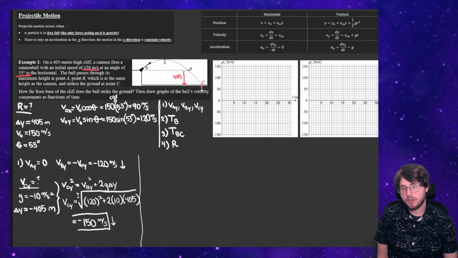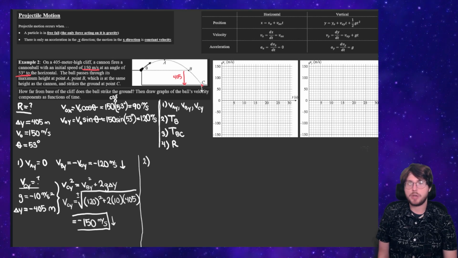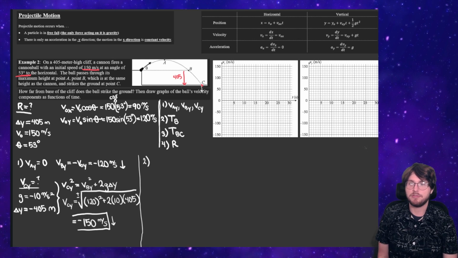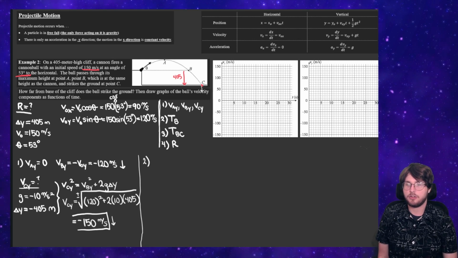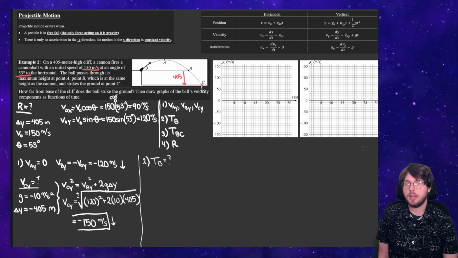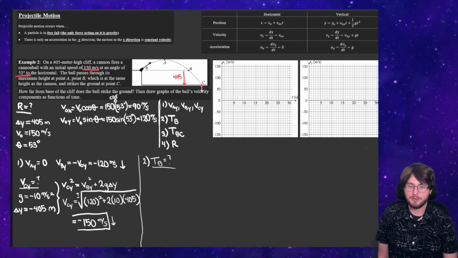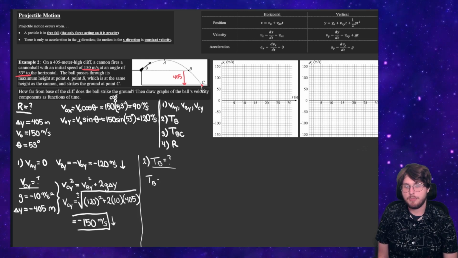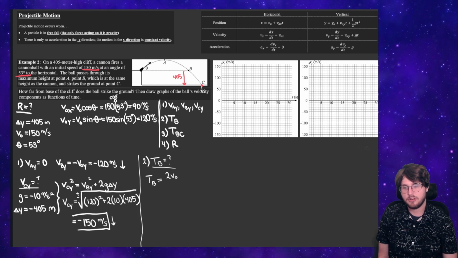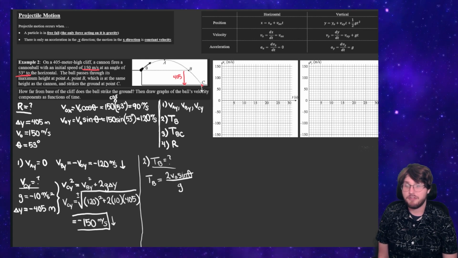Cool. So next, step 2, we need to find the time of flight from launch all the way to B over here. And for that, I'm going to pull a handy-dandy equation out of our toolbox. It's big T from a previous example. So we're just going to say big T over to B is 2 times V naught times sine of theta divided by G. And for this, it's kind of nice. We just need to plug and chug. So we'll go ahead and do that.